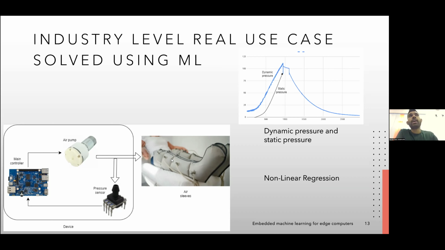We focused on lymphedema patients. There is a condition called lymphedema, so we developed this device for lymphedema. We have an air chamber, an air sleeve, for lymphedema patients. We pressurize each chamber using the air pump, measuring with real-time pressure sensors.